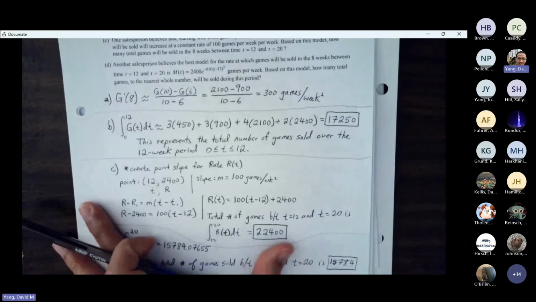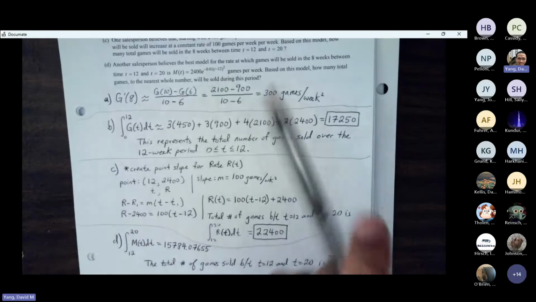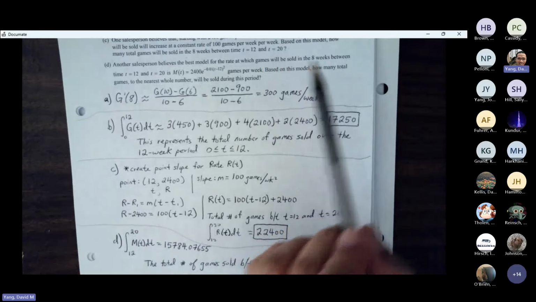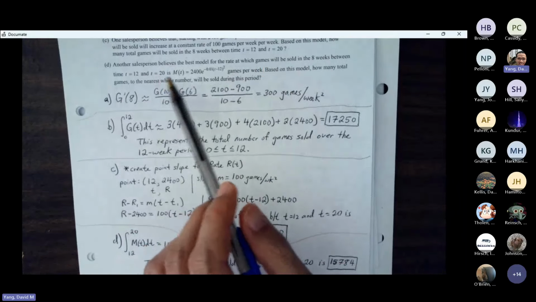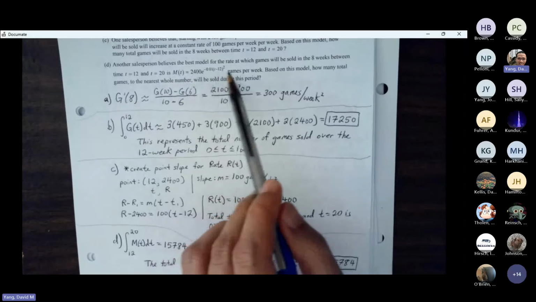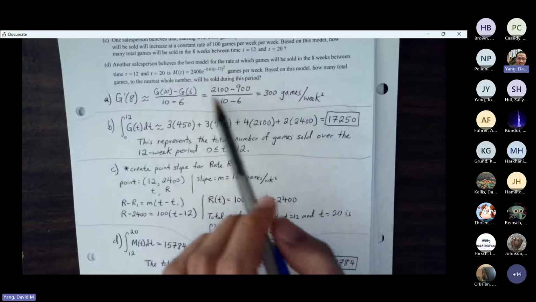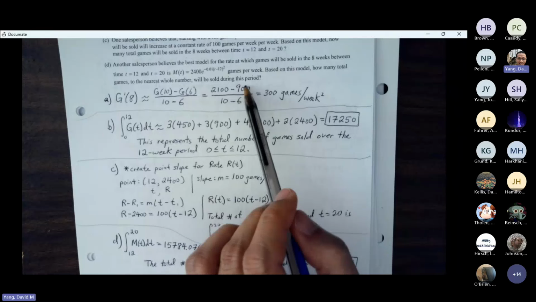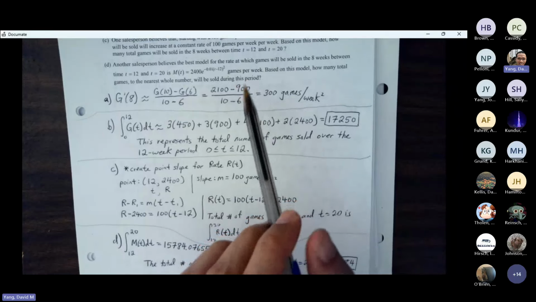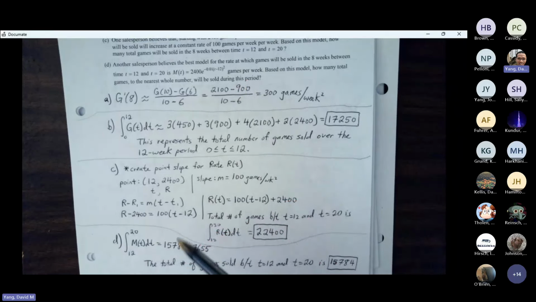Okay, another salesperson believes that the best model for the rate at which games will be sold in the 8 weeks between 12 and 20 is given by this M of t, games per week. Based on this model, how many total games will be sold during this period? So we're still going to use an integral, but we're using a different model here. So we're going to do the integral from 12 to 20 of M of t.